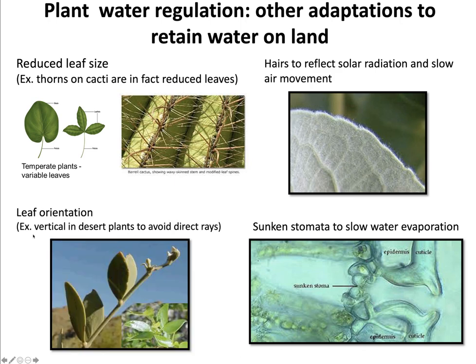And another thing that's kind of cool that plants can do is they can actually reorient their leaves. And typically what you'll see is a vertical orientation in desert plants to avoid direct rays of the sun. And this once again reduces the amount of evaporation and transpiration that's happening on plants and water loss.